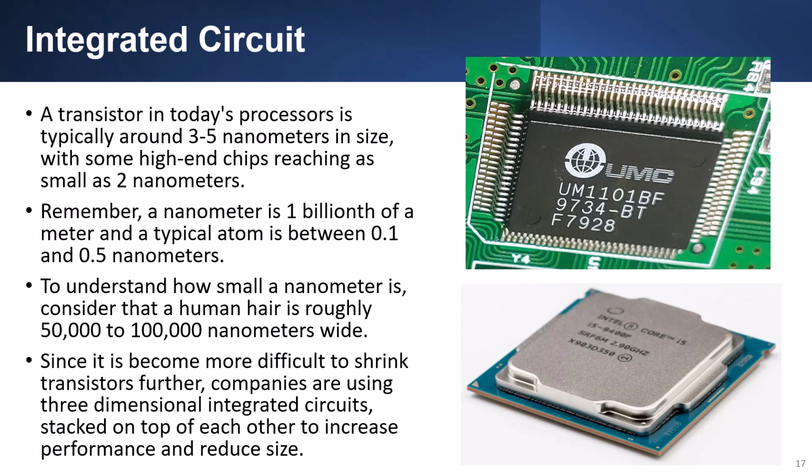A transistor in today's processor is typically around 3 to 5 nanometers in size, with some high-end chips reaching as small as 2 nanometers. Remember, a nanometer is 1/billionth of a meter, and a typical atom is between 0.1 and 0.5 nanometers. To understand how small a nanometer is, consider that a human hair is roughly 50,000 to 100,000 nanometers wide. Since it becomes more difficult to shrink transistors further, companies are using three-dimensional integrated circuits stacked on top of each other to increase performance and reduce size.